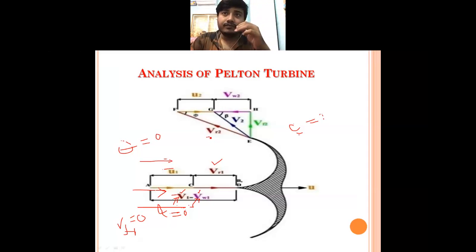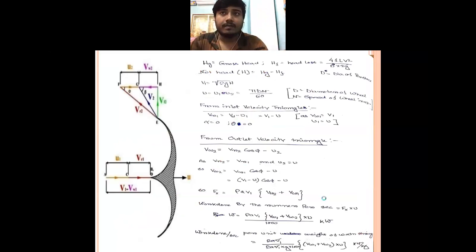Here you know that V2 is the resultant velocity of VR2 and U2. VW2 is the horizontal component of V2, the outlet velocity, and VF2 is the vertical component of the outlet velocity. And U is the velocity of the bucket. As the Pelton turbine buckets are smooth, U1 is equal to U2 is equal to U. We can consider these things.